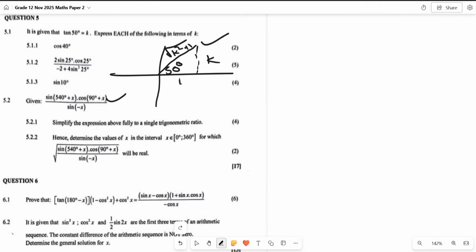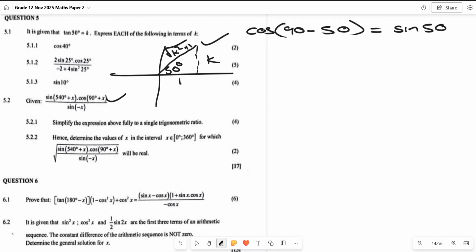What is cos 40 equal to? Cos 40 is equal to cos of 90 minus 50, right? We all agree. Now, we are going to ignore that other part and use a co-function here. What is cos of 90 minus an angle? Remember it's a co-function, so it's going to be sine 50. It will be sine 50.